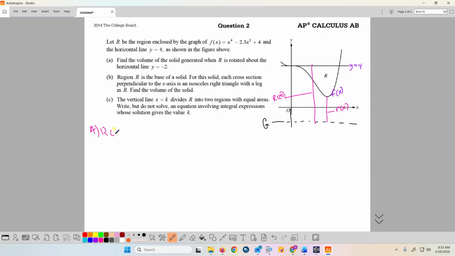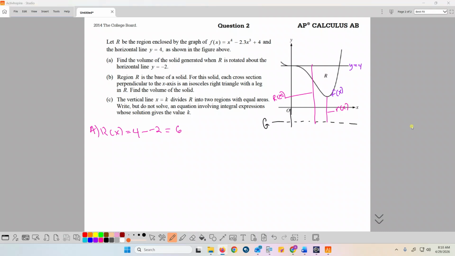Big R is always the function. So what is that function? That's just going to be 4. 4 minus the axis of revolution. The axis of revolution appears to be -2, so 4 minus -2 becomes 4 plus 2. So 4 plus 2 is going to give me 6. That's interesting.